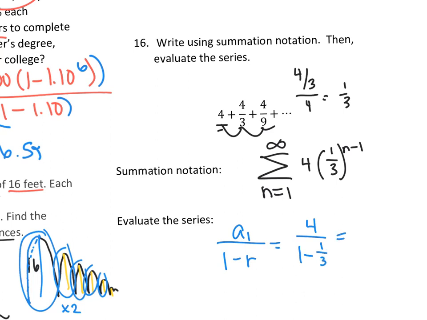So the first term is 4, over 1 minus r. So this is going to be 4 over 2/3. So that's going to be 4 times 3/2. 4 over 2 reduces, so the answer is going to be 6, because 2 times 3 is 6.